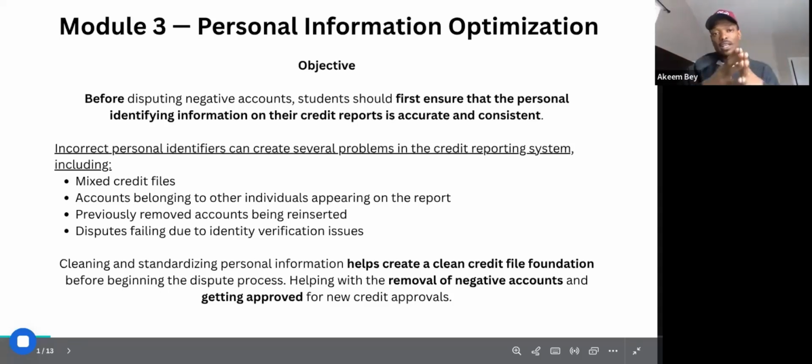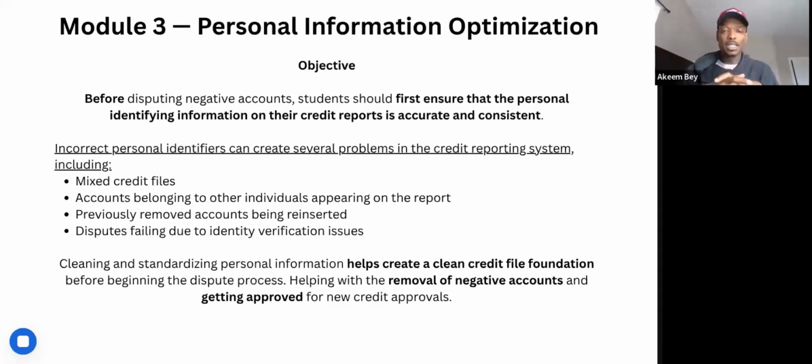All right, guys, welcome to Module 3, Personal Information Optimization. The objective here is that before you start disputing negative items, you first want to ensure that your personal information on your credit report is accurate and consistent.